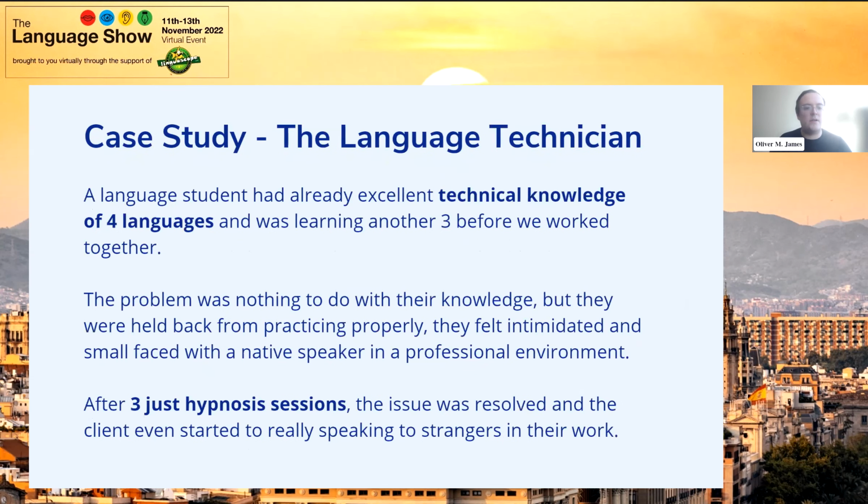And here we have a quite interesting one, where we have what I call a good technician, somebody that really knows a lot. They know many languages, but they're good on paper, but put them in a professional environment and the nerves kick in, the anxiety kicks in, the doubt kicks in, and they lose that ability. They can understand, they can do a lot, but the speaking isn't where it should be. And this is all down to responses which have been learned in the past. Maybe when we're young, we get scared, and this carries through into adulthood. So after just a few little sessions, this particular client was able to move on and start to really enjoy speaking and practicing and enjoy learning languages.